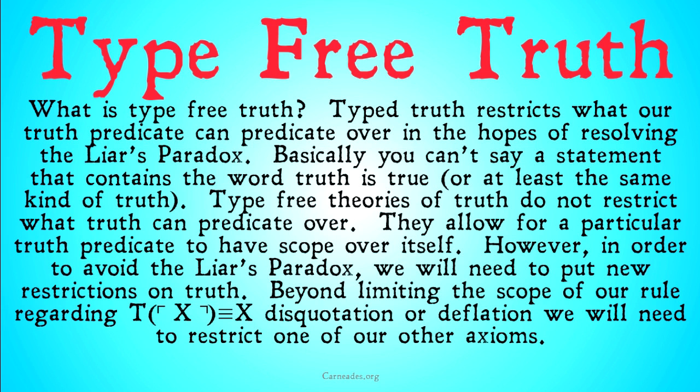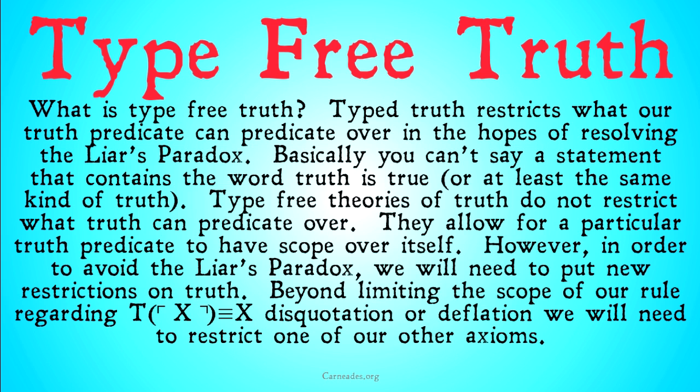Typed truth restricts what our truth predicate can predicate over in the hopes of resolving the liar's paradox. Basically, you can't say a statement that contains the word truth is true, or at least the same kind of truth. You might be able to call it truth 0, truth 1. Truth 1 can talk about truth 0, but it can't talk about truth 1, and truth 2 can talk about truth 1, and so on and so forth. That's a typed theory of truth. It's axiomatized by Tarski, and we talked about it a lot in the last video.